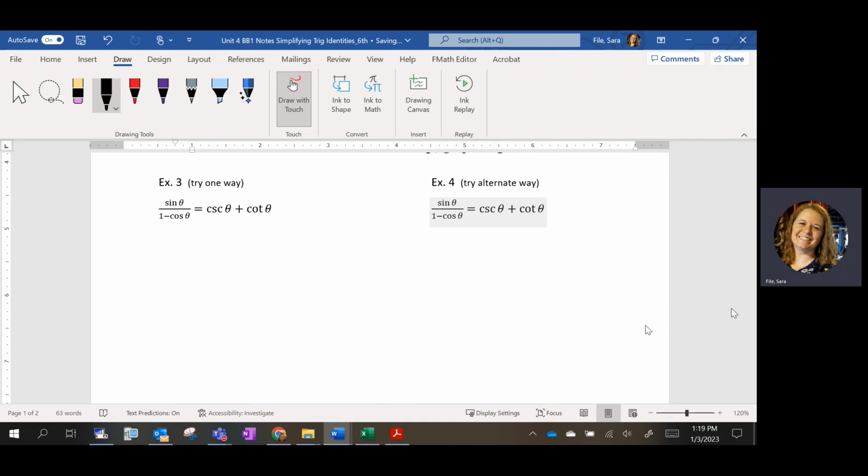Do y'all have a preference on which one we start with? Right? Okay, so I'm going to do the right side on the right side. So I'm going to use example 4 to work the right side of this.